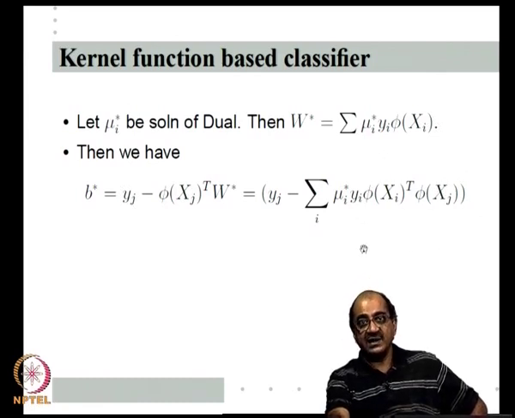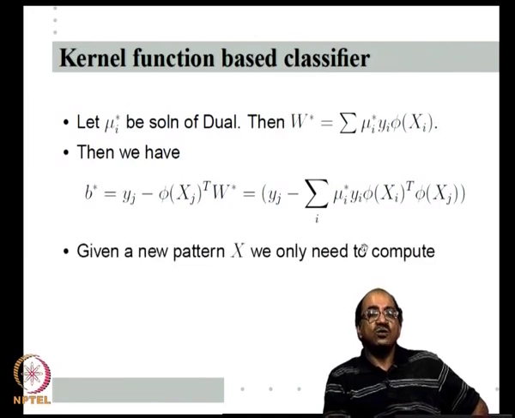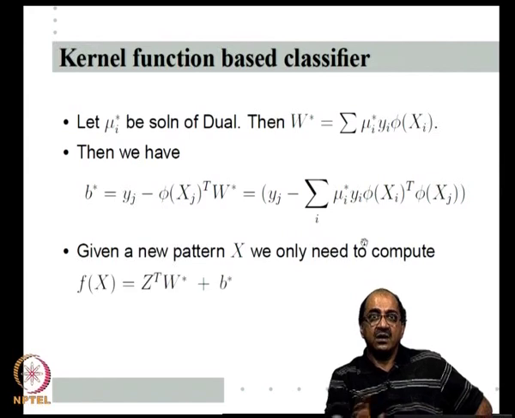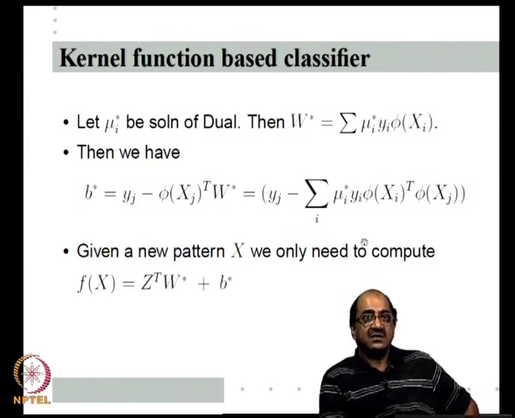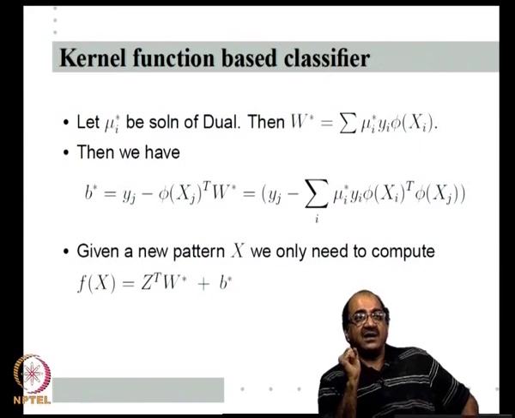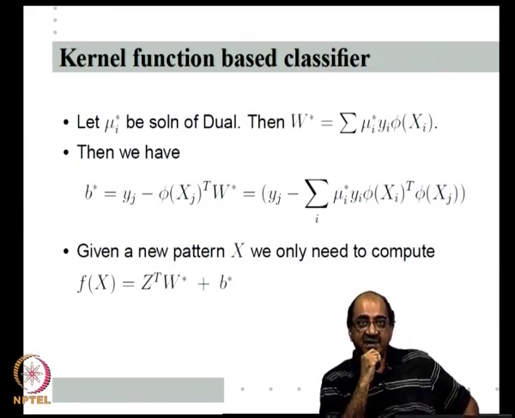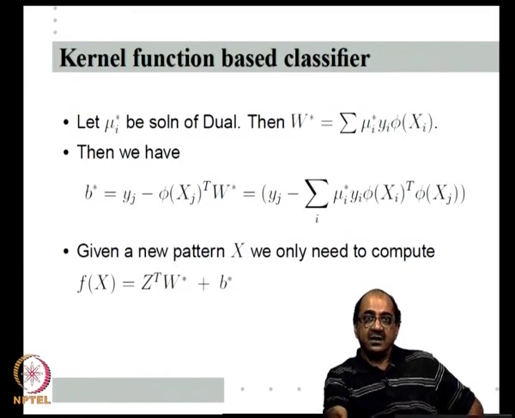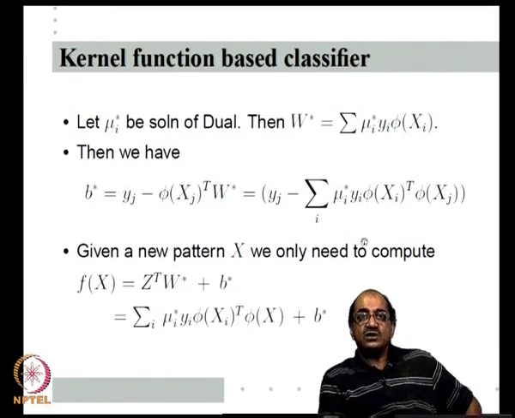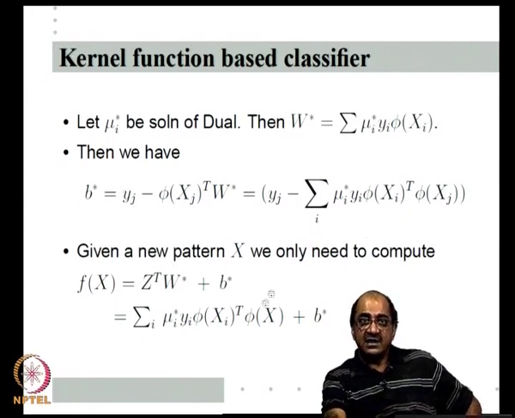Of course, B star is not the only thing I need; I need much more than B star. Given a new pattern, what do I have to compute? I have to compute f(x). Ultimately, my classification depends on the sign of this f(x). What is this f(x)? Z transpose W star plus B star. What is Z? Phi(x). So, phi(x) transpose W star plus B star. That is what I have to calculate and find its sign. So, I write it as W star transpose phi(x). W star is the summation of mu_i star yi phi(xi). So, this is the summation over i of mu_i star yi phi(xi) transpose phi(x), where Z is phi(x), plus B star. Now, I know how to write B star.